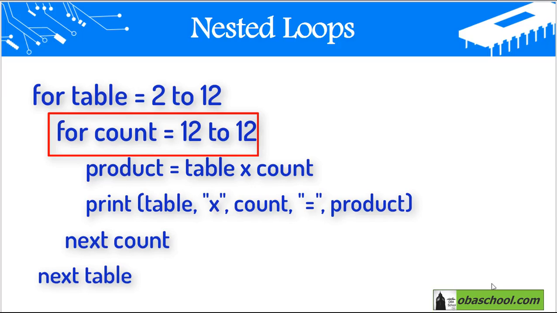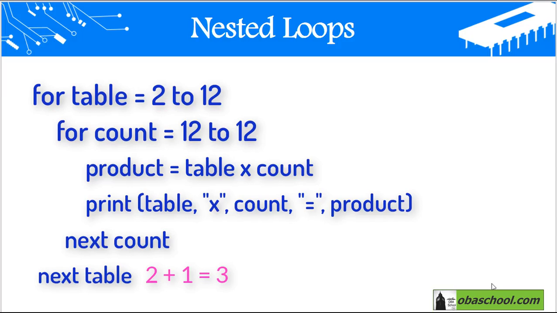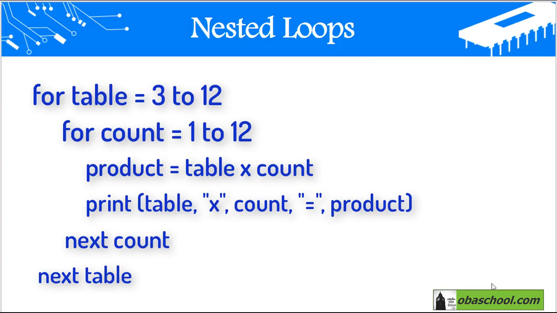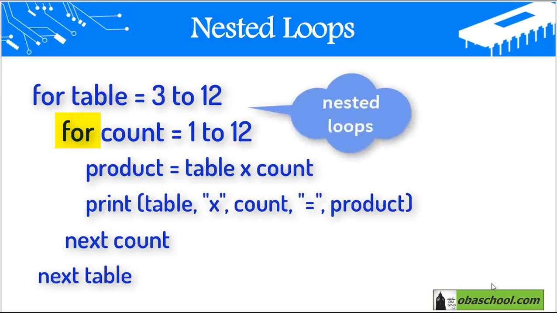Now the first for loop is table equals 3 to 12, and it enters the second for loop. Now the count is equal to 1. This is the nested loop.